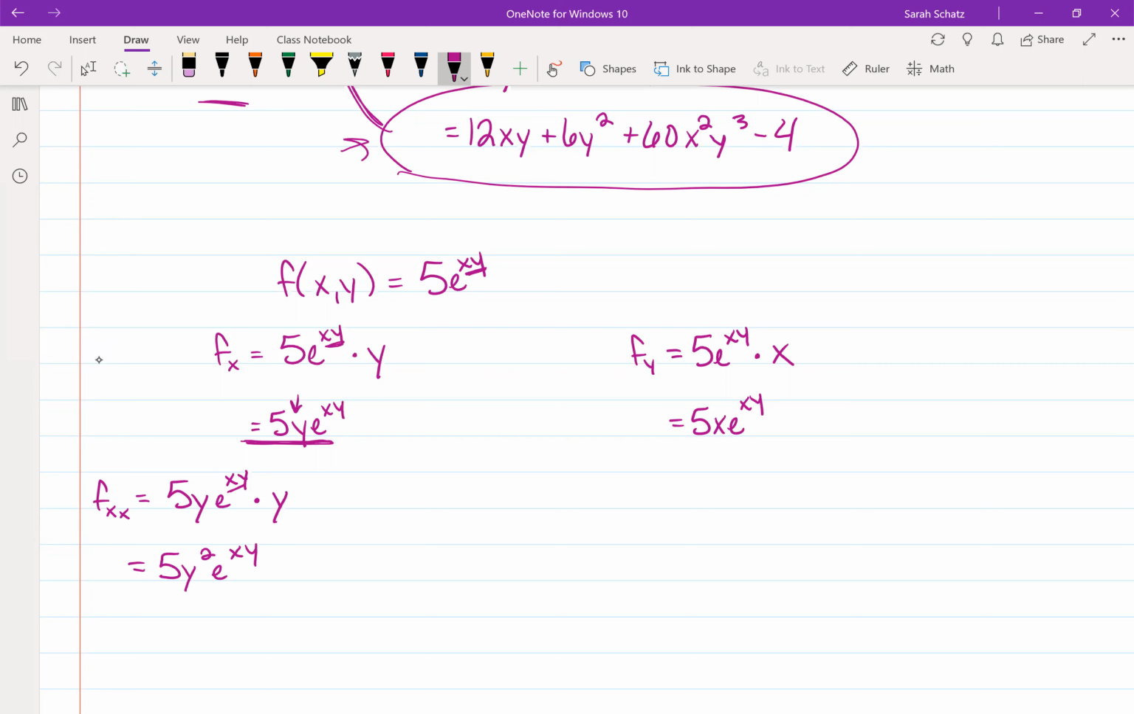On this side, let's do fyy. Okay, so with respect to y, again, you guys, this x is now a constant, so it can just be a coefficient that comes down. No product rule necessary. So we bring down the coefficient, we bring down the exponential term exactly as is, like usual. Then when we do the chain rule, derivative of xy with respect to y is just x. You can see the similarities in these two just with the variable changing. This is 5x squared, e to the xy.